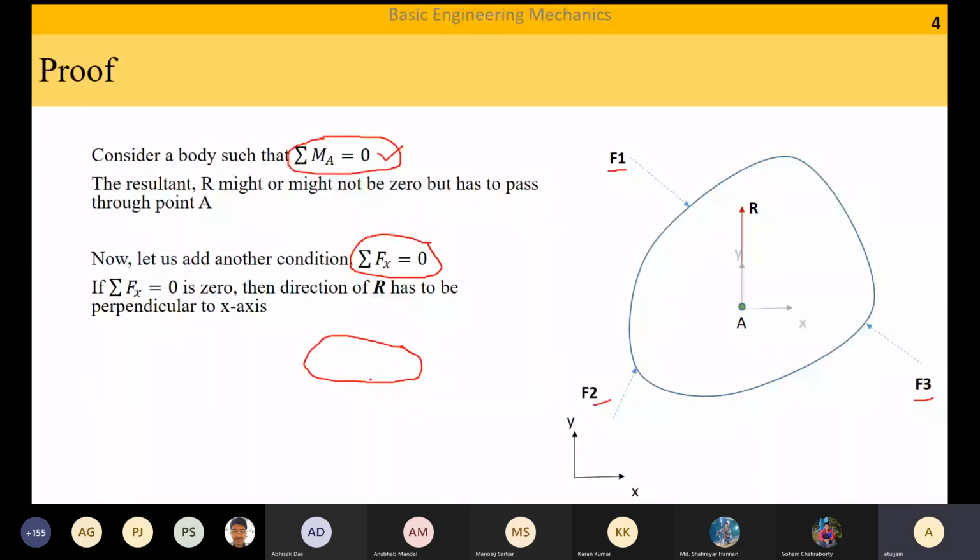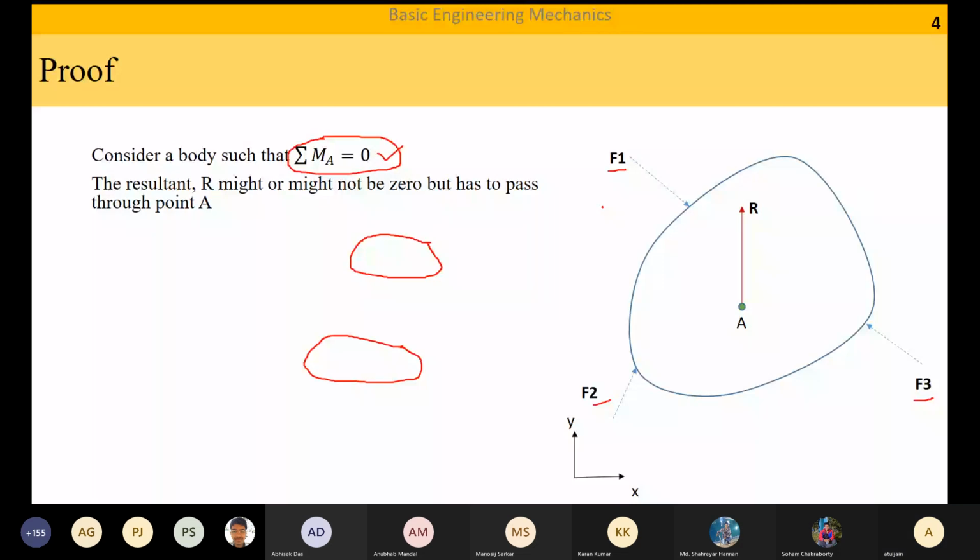So let us imagine that you have a body. Let us say you have a body which is subjected to several forces and moments, F1, F2, dot, dot, dot. Now, we found out a point A such that the sum of moment about A is 0. Now, in this case, the resultant R might or might not be 0. If R passes through A, even then this condition is satisfied.